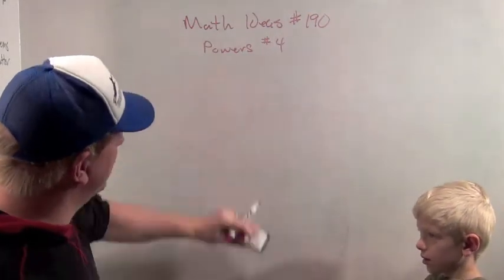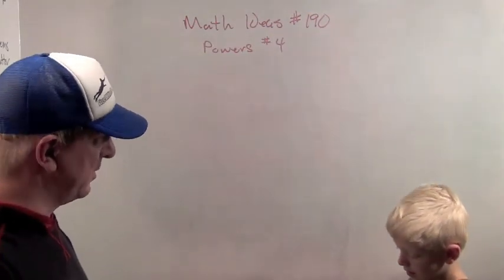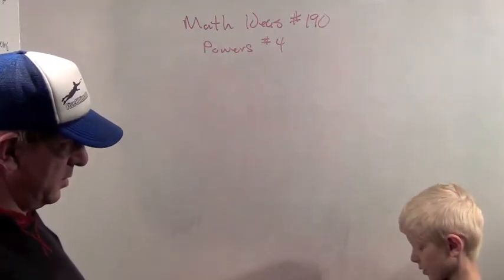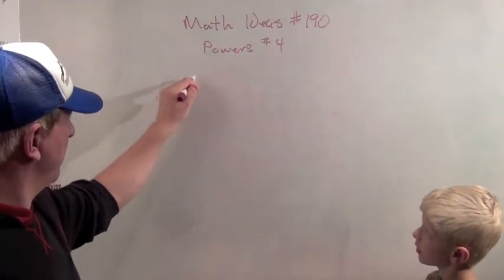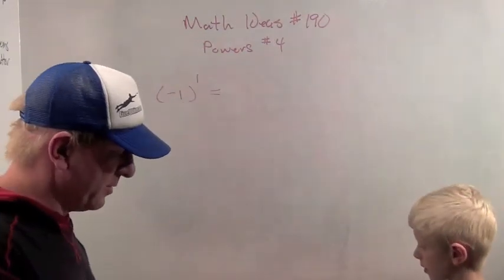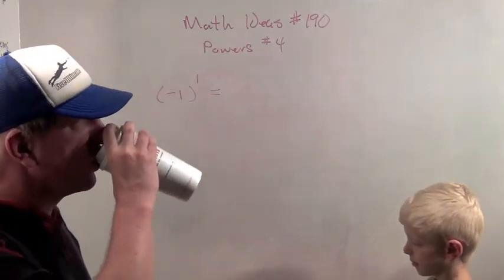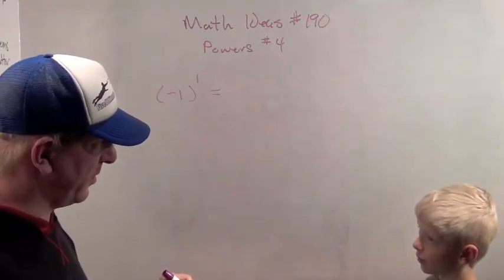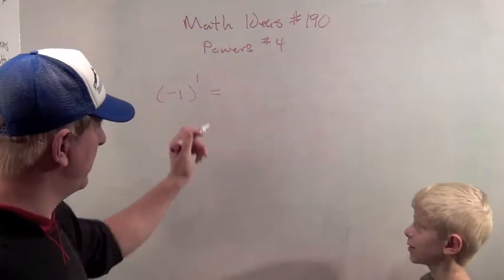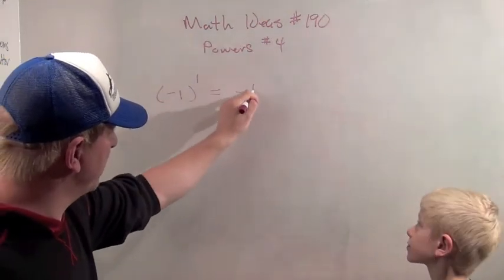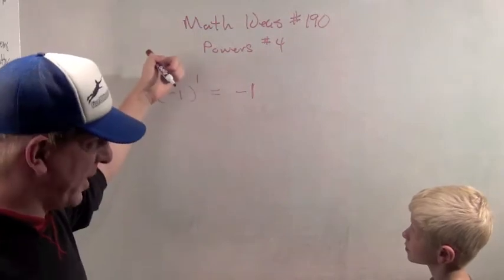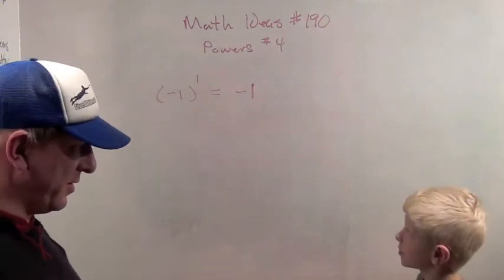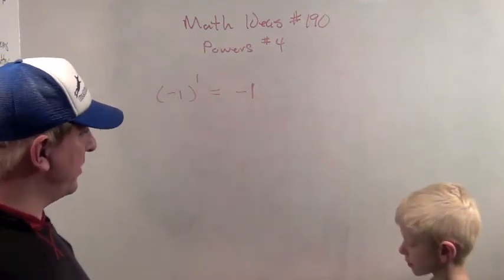So we got to start somewhere easy. What's an easy place to start? -1 to the first power. What does -1 to the first power mean? It's -1 times itself, one time. So -1 to the first power just means -1. Anything to the first power just means it's itself, just one copy of whatever is being raised to the power. That's pretty easy. -1 to the 1 is -1.